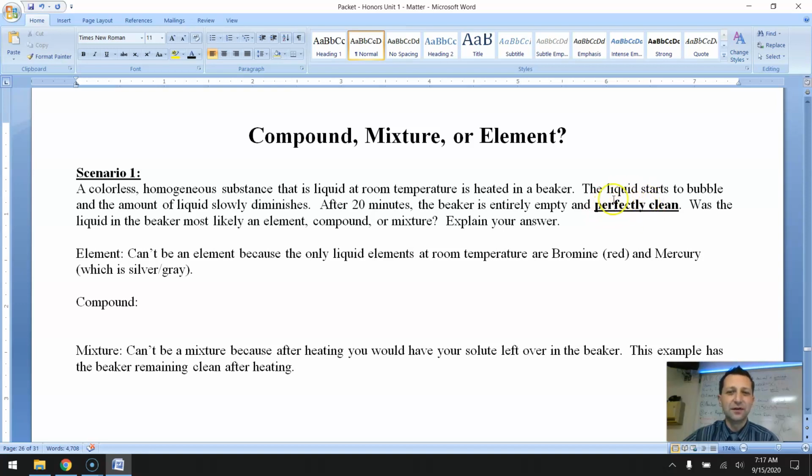You didn't have anything left over. So it couldn't be a mixture in terms of salt water or sugar water or some other solute dissolved in a solvent. So what could it be? Well, obviously it's a compound. Let's think of how we could explain that.